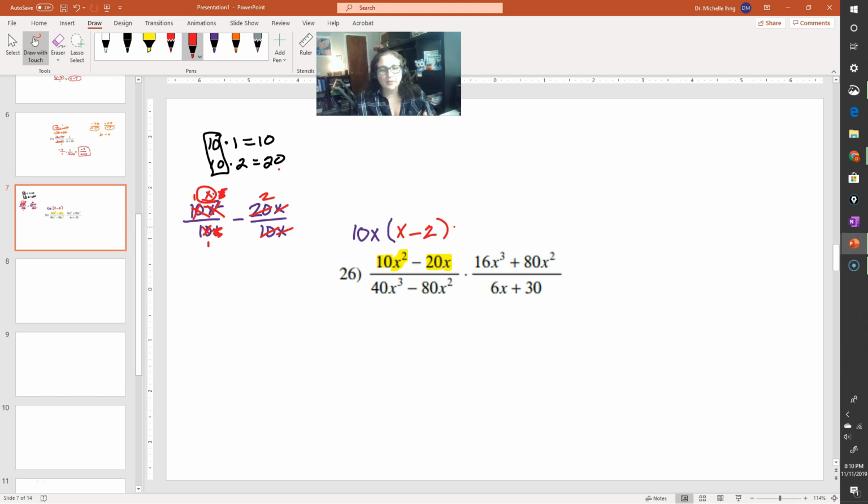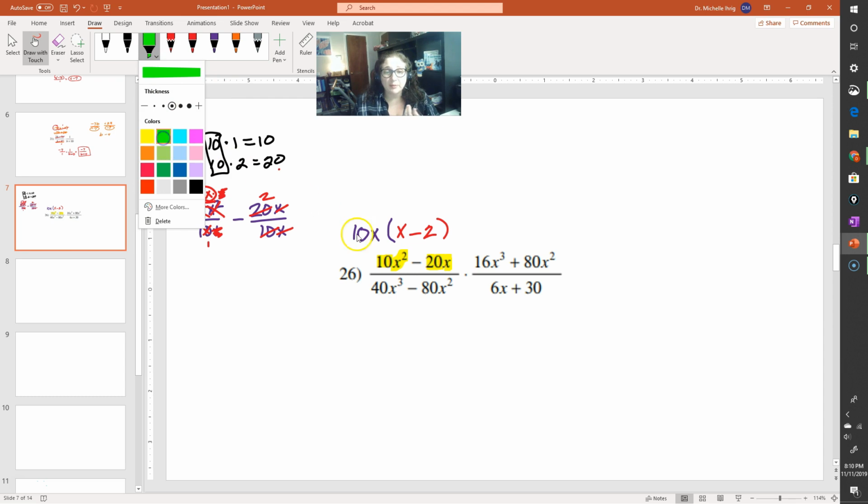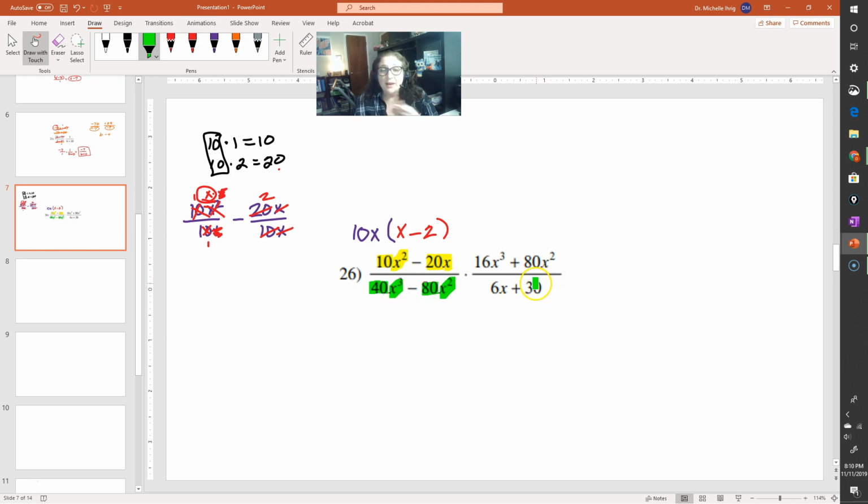We got to do the same thing. Every single one of these, we're going to pull out what they have in common. So now I see that this is a 40 and this is an 80. And I see that we again have the x squared and the x cubed. So then we're going to do it step by step again. Well, I know 40 times 1 is 40, and I know that 40 times 2 equals 80.